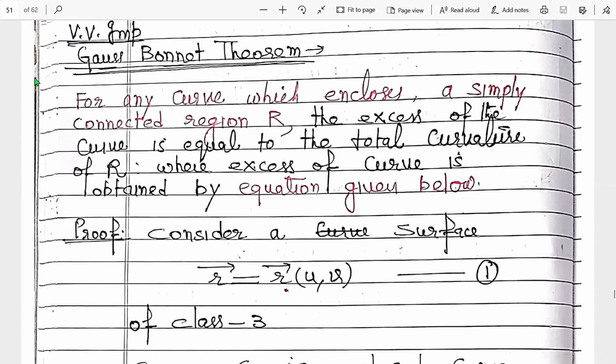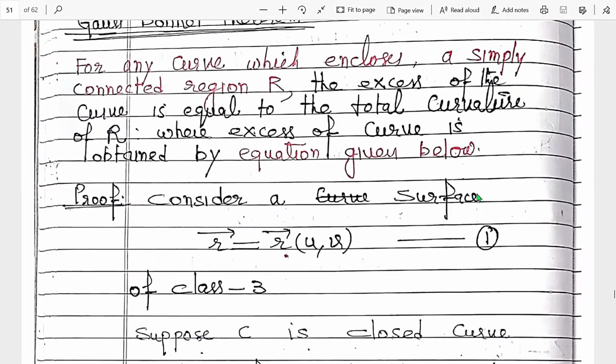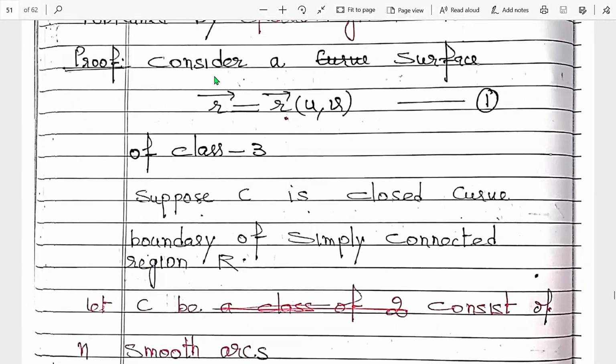So the next result is the Gauss-Bonnet theorem. The statement of this result is: for any curve which encloses a simply connected region R, the axis of the curve is equal to the total curvature of R, where the axis of the curve is obtained by the equation given below.